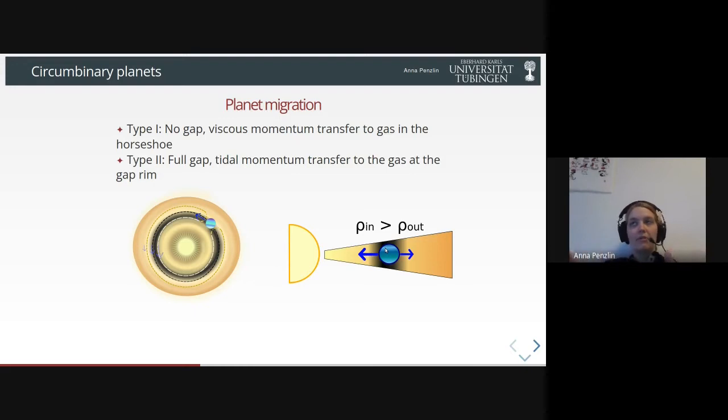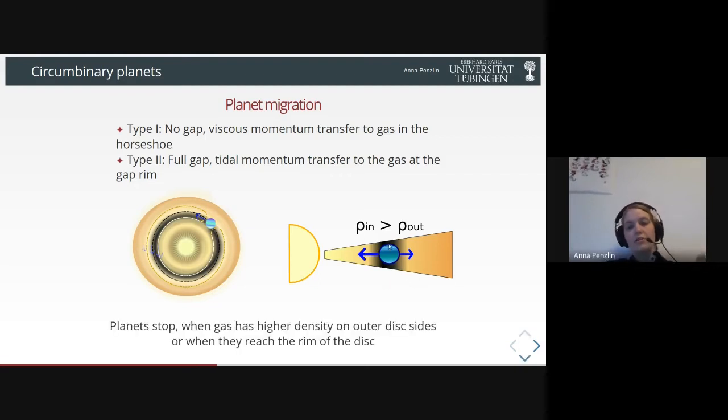In this type of migration, the planet can migrate due to two effects. Either the planet can migrate because the gas in the disk is accreted, and so the gap shifts and shifts the planet with the moving gas as a gravitational torque, or the planet can be shifted due to differences in the torque from the densities inside and outside of the planet's orbit.